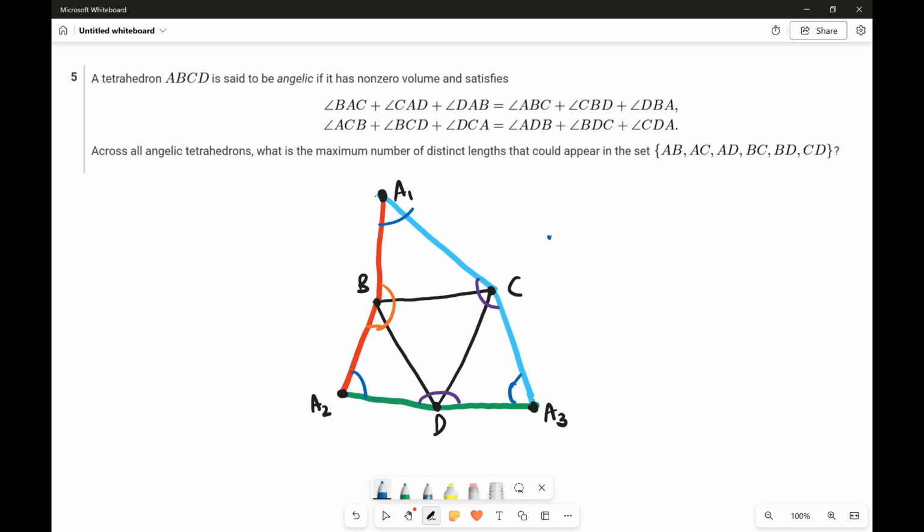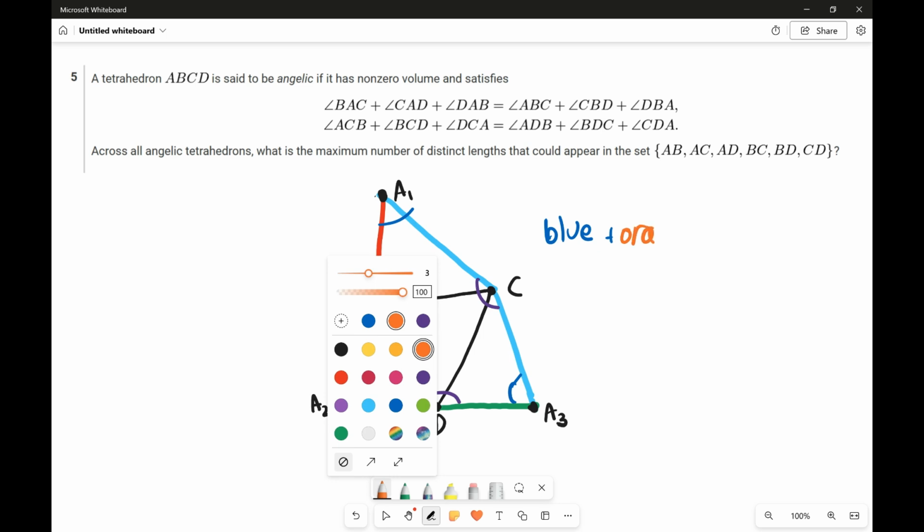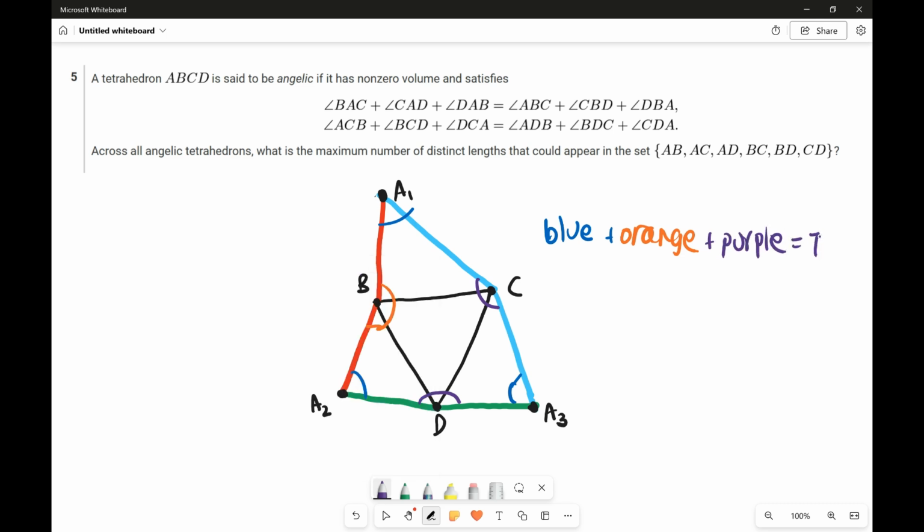So the sum of the blue, plus the orange, and then we finally have the purple, is equal to 720 degrees. And now we know that the orange is equal to the blue. That's our given angle condition.